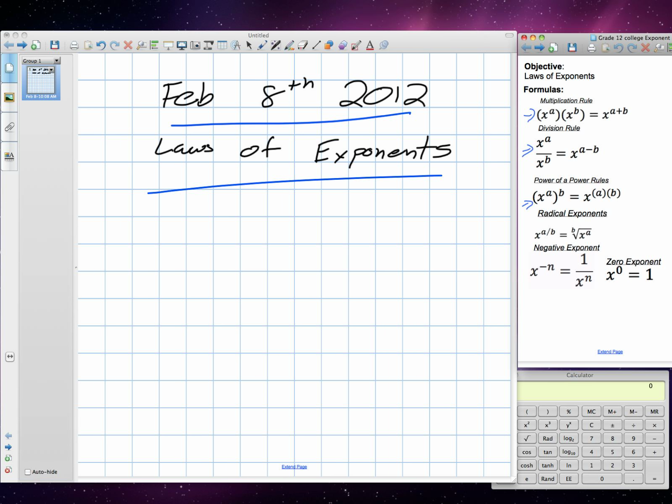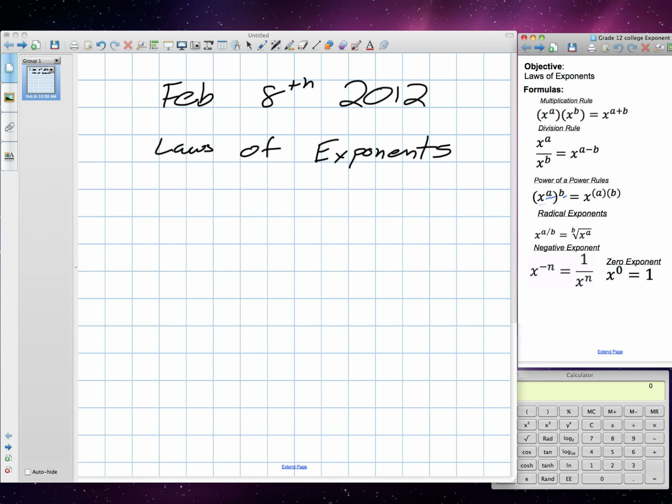There's a multiplication rule, which means if you have bases that are the same, and you're multiplying the two, you will just add the exponents. Okay? Same idea with division. Bases are the same. If we're dividing the two, we just keep the same base, and we subtract the exponents. And finally, if you have a power of a power, so we have some base to an exponent to another exponent, you would multiply the exponents.